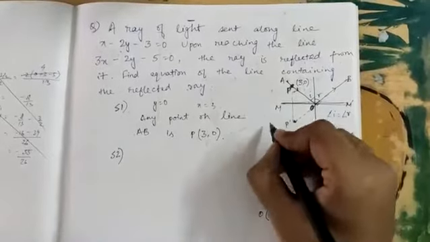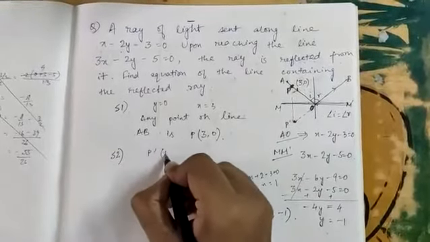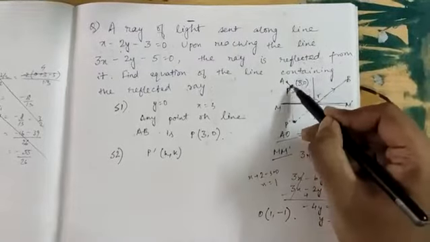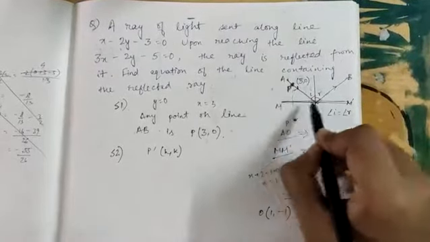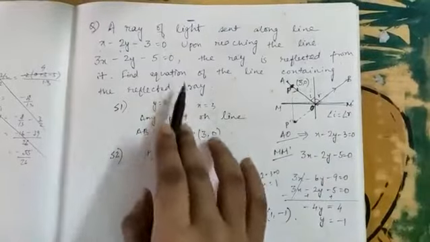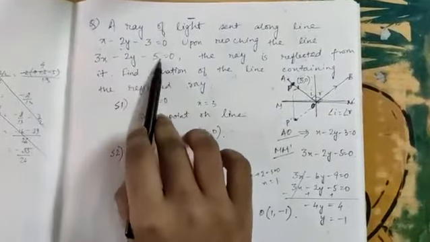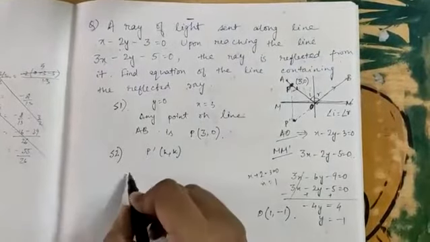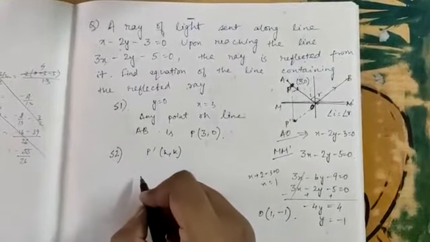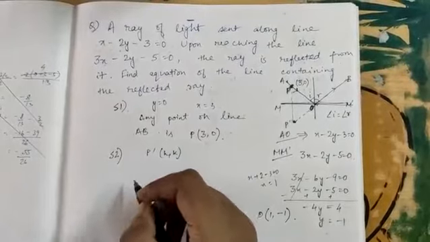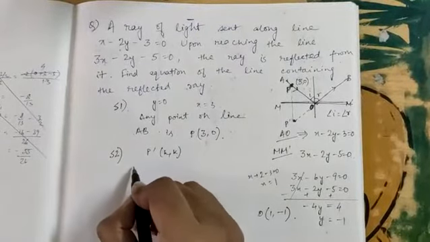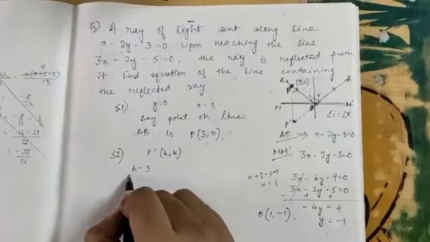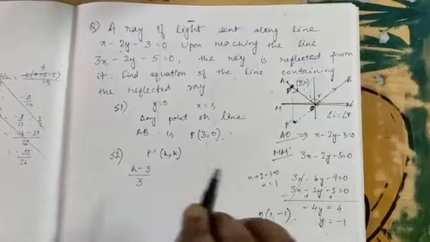So what will be the coordinates of point P dashed? Let the coordinates of point P dashed be h comma k. P dashed is the image of point P with respect to the mirror MM dashed. The equation of MM dashed is given as 3x minus 2y minus 5 equal to 0. So in my previous lecture I told you how to find the image of a point with respect to a given line. So the formula is h minus 3 by 3. Why 3?